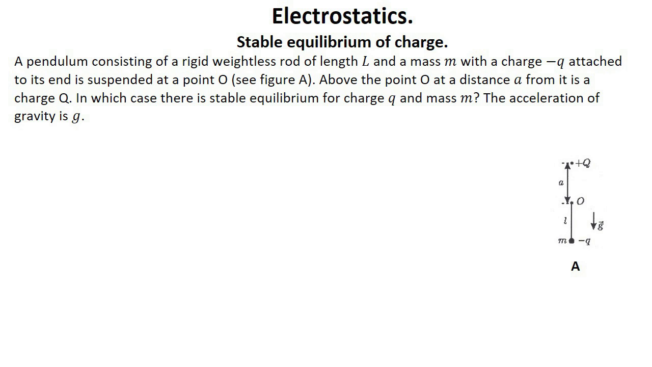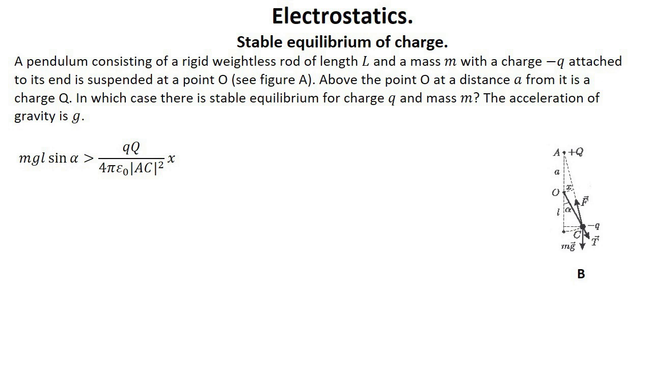Let us assume that the charge is slightly displaced from the equilibrium position so that the pendulum rod makes a small angle alpha with the vertical, see figure B. If the resulting total moment of forces acting on the rod tends to return it to its original position, then the lowest position of the pendulum is stable.